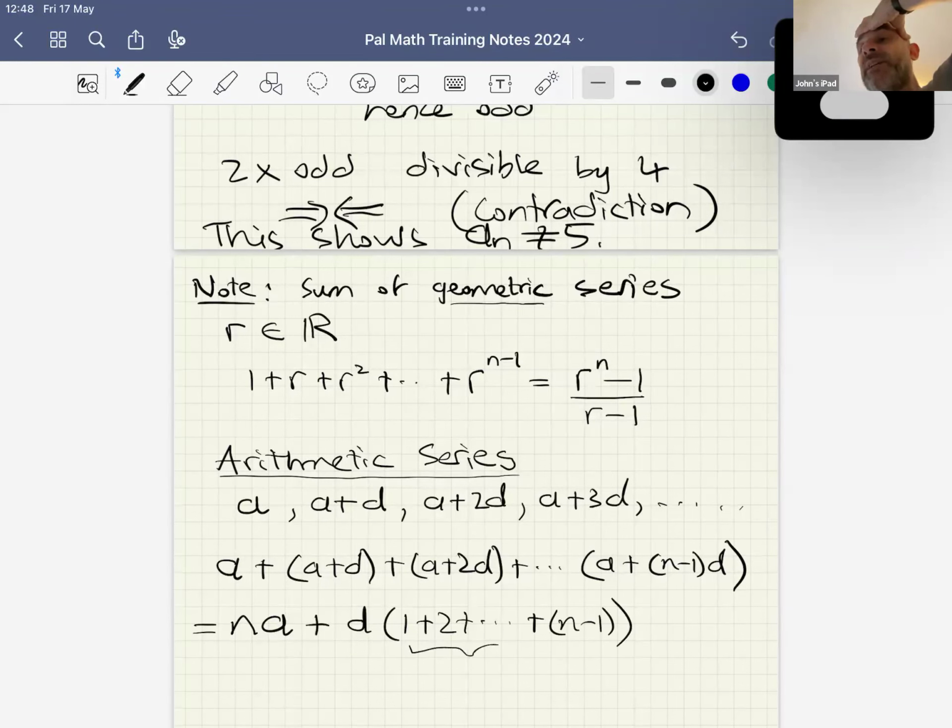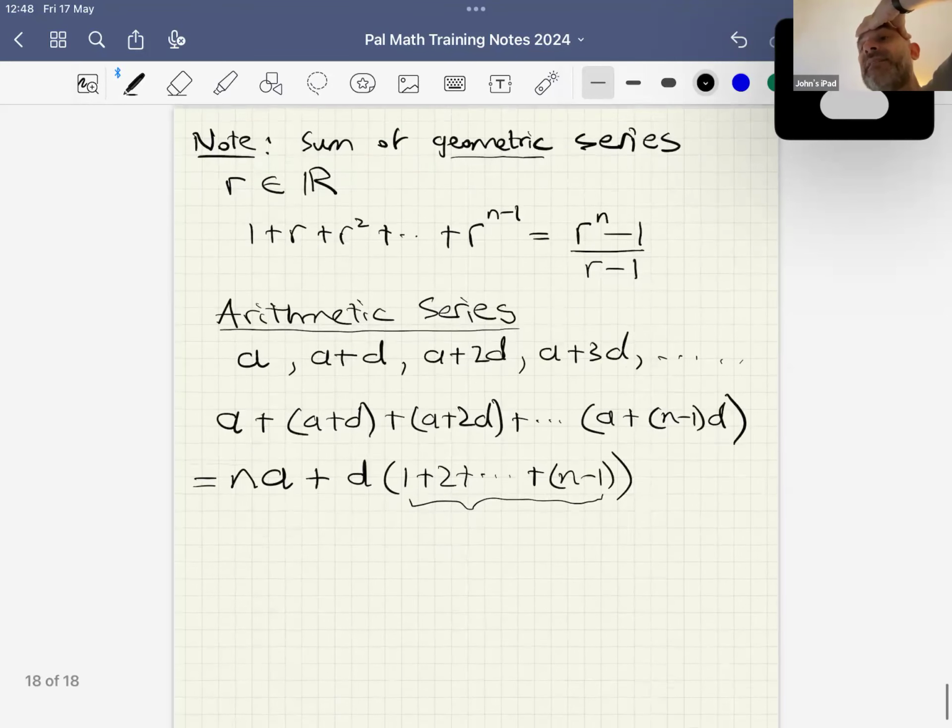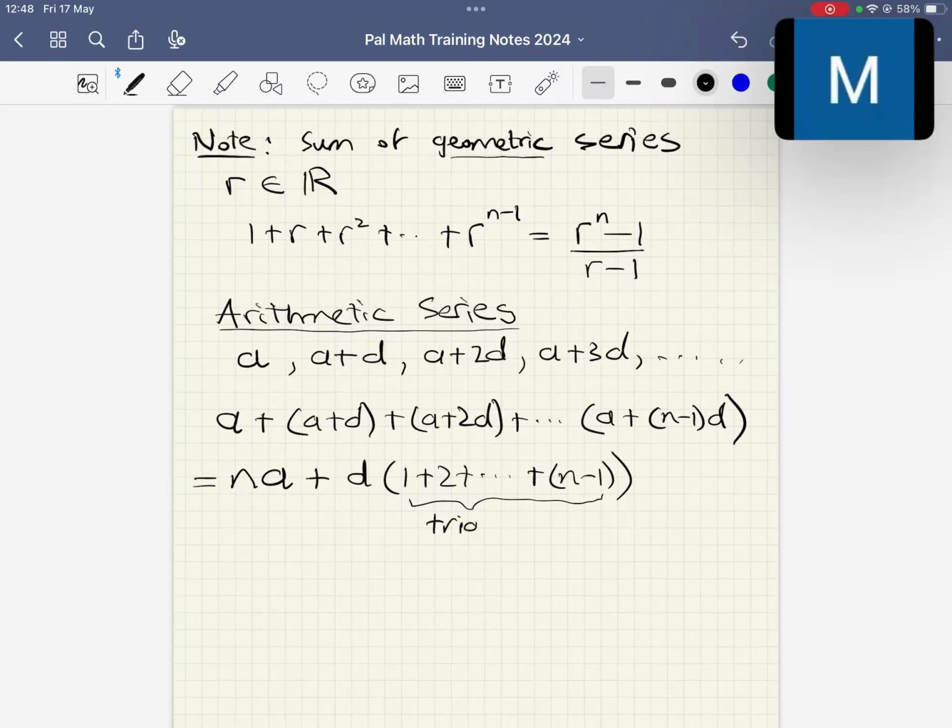Do you know what the sum here is? This is a beautiful sum. This is a triangular number.